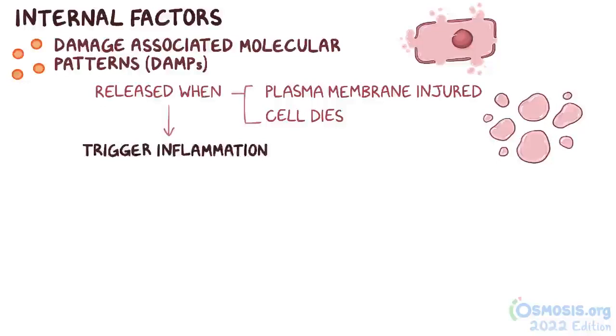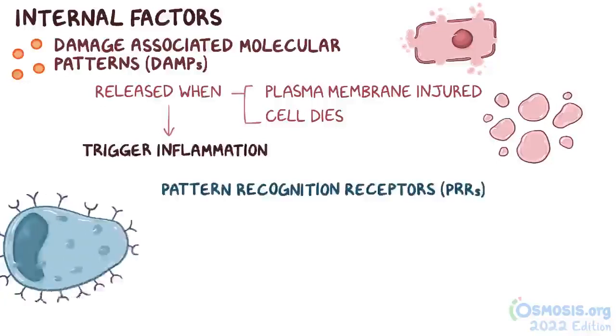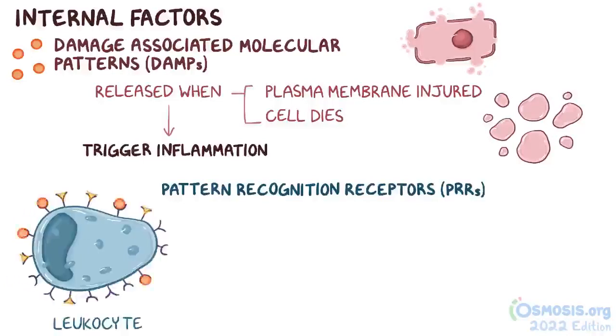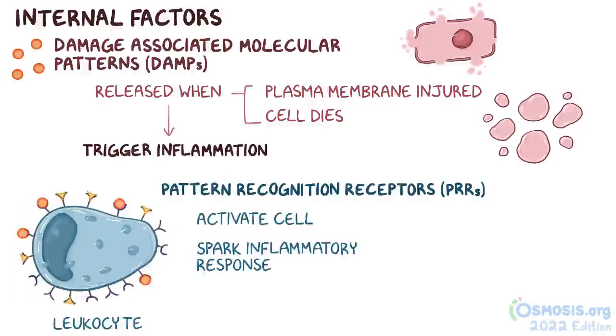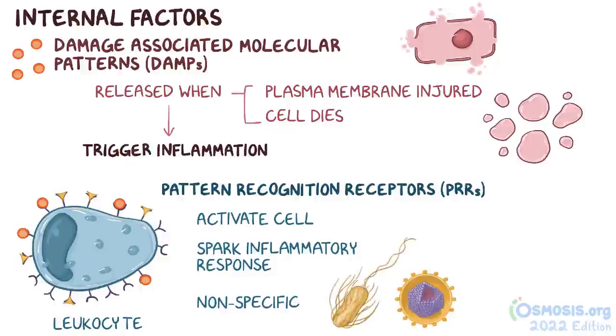Now, PAMPs and DAMPs are recognized by pattern recognition receptors, or PRRs, which are cell surface receptors on various leukocytes that help to activate those cells and spark the inflammatory response, which can be thought of as the innate immune system. Key features are that this response is nonspecific, meaning that PRRs don't distinguish one specific pathogen from another, although they can distinguish between broad categories like viruses from bacteria. Also, the response is super fast, occurring within minutes to hours. And finally, there's no memory associated with innate responses.